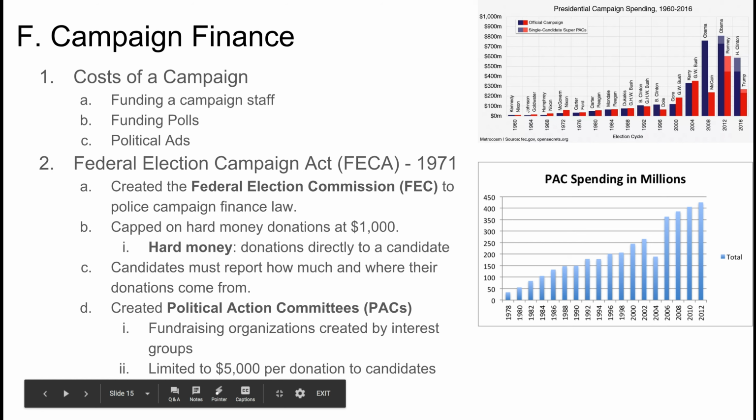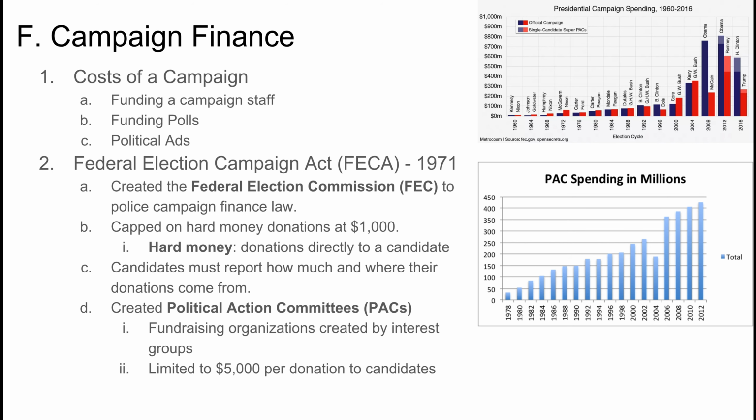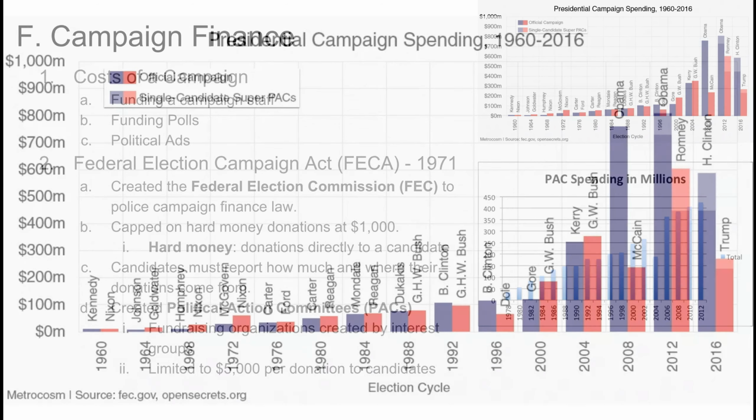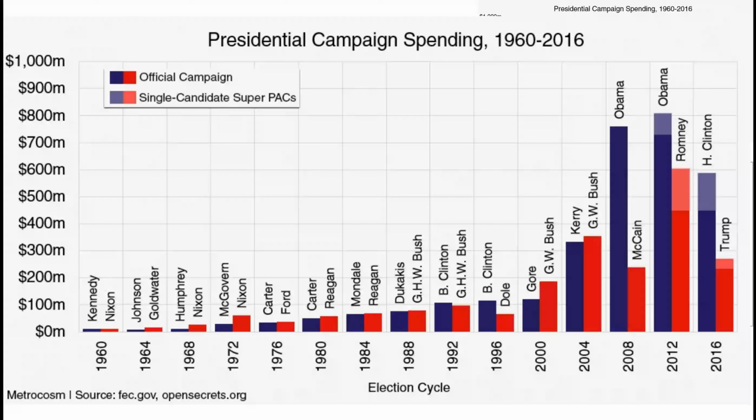All right, guys, campaign finance. As we've talked about before, the costs of a campaign are pretty substantial. You have to fund a campaign staff, you have to fund polls, political ads, which are becoming much more prevalent now. And if you look at this graph here, you can just see how the amount of campaign spending has changed since the 1960s. It's become a very expensive process. So it's very important for these candidates, especially in a presidential race, to be able to raise money.